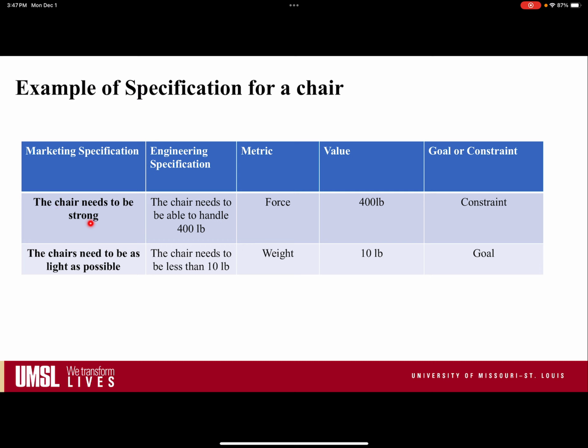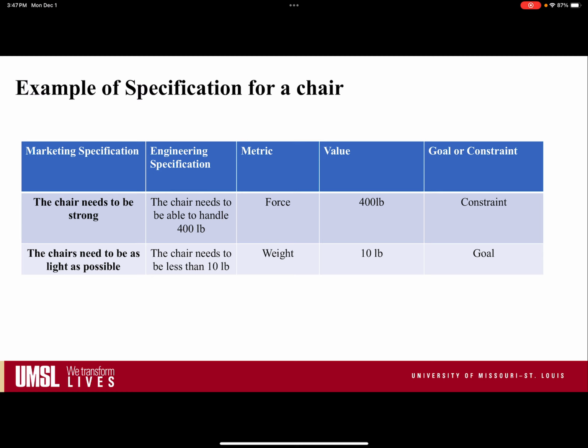The customer need is that the chair needs to be strong, and we call it a marketing specification. Another name for marketing specification is customer needs. So this is vague to us. We want something with an actual value associated with it. So what is the spec? The chair needs to be able to handle 400 pounds.